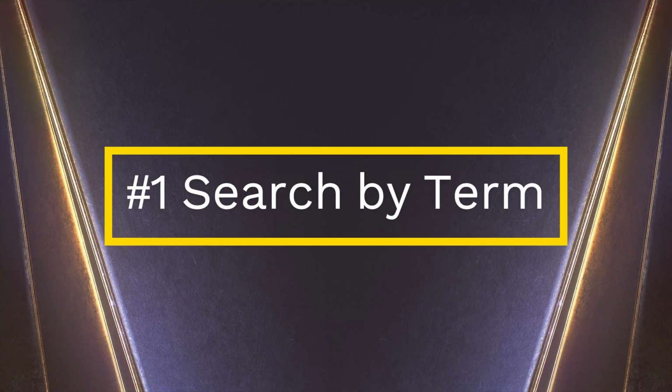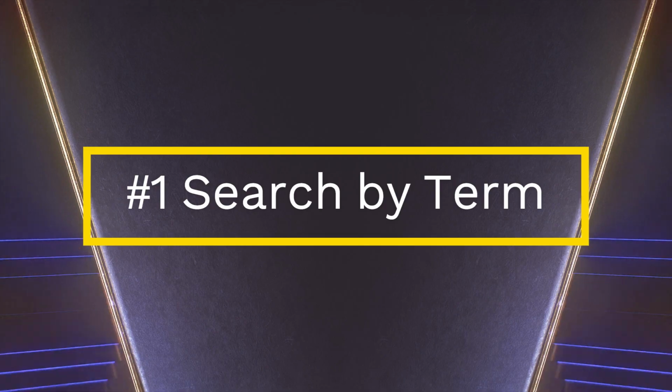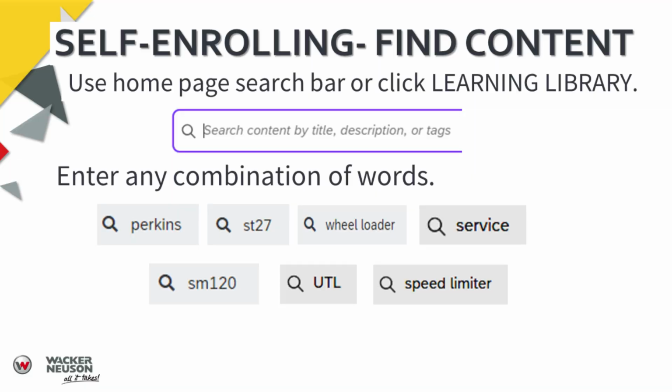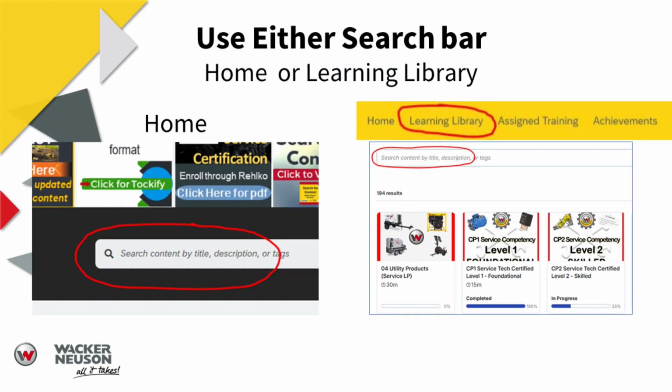Let's look at our first type of search by term. To search for new content that is not already in your My Training panel, you'll need to search for a resource. You can use the search bar at the top of the university homepage, or you can click Learning Library in the top menu bar and use that search bar. Both give the same results. For this example, we will search by entering a term in the search bar.